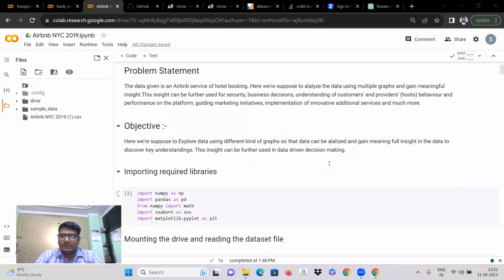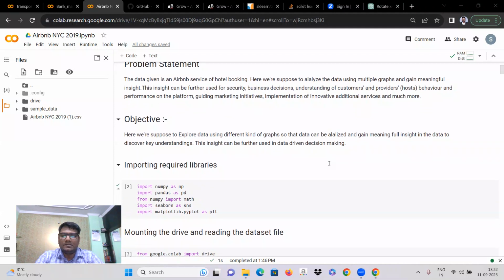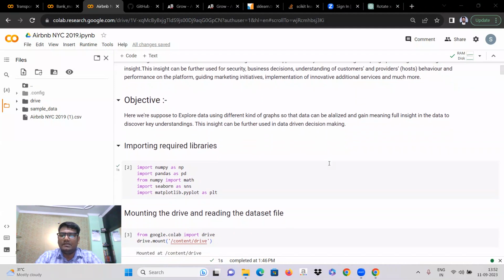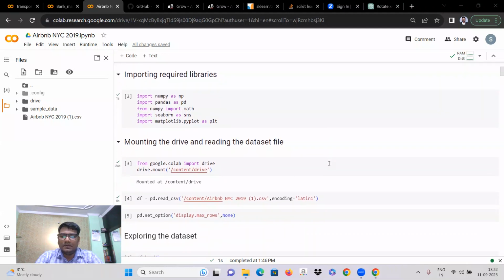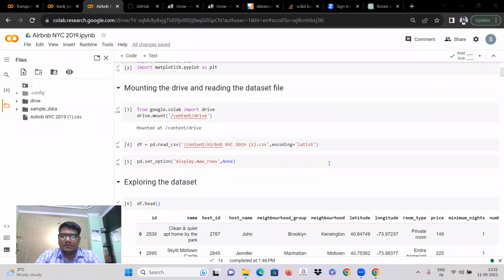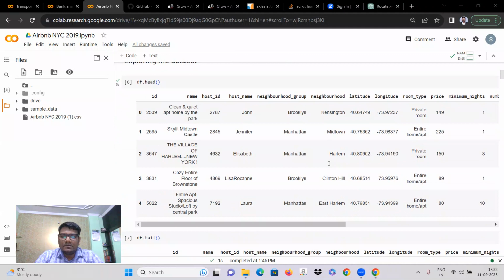In order to do that, we'll be using certain kinds of graphs, implemented with our Python libraries, Pandas and Seaborn. And this is our Airbnb data set. As I stated, we have around 49,000 rows in 16 columns.